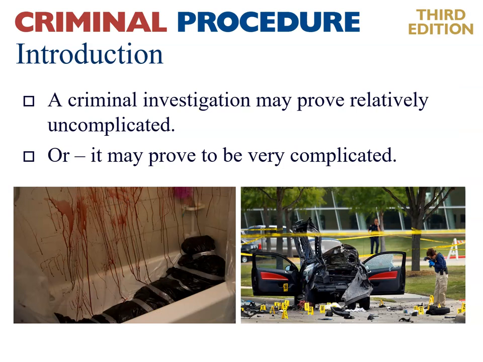So again, when you look at the crime scene, a typical investigation may prove relatively uncomplicated, or it could look like these two pictures. You might have a crime scene like the one in the bathtub where somebody's wrapped up in large trash bags and then duct taped, and this is where they were actually killed, kind of like a hit. Or on the right, where the crime scene just has so much evidence, and you can look at the number of placards that are laid out there. So things can be very, very complicated.